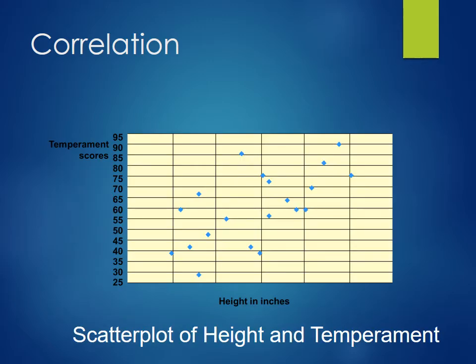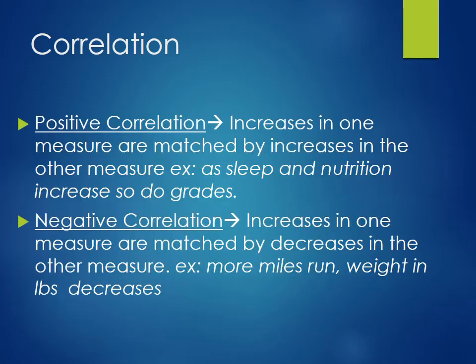So, a scatter plot of a person's height and their temperament, right? Are they moody? Your height and your temperament, if you put your line in there, would you actually be able to see something? Maybe, but there are a lot of outliers here. You're not really going to see something for that.